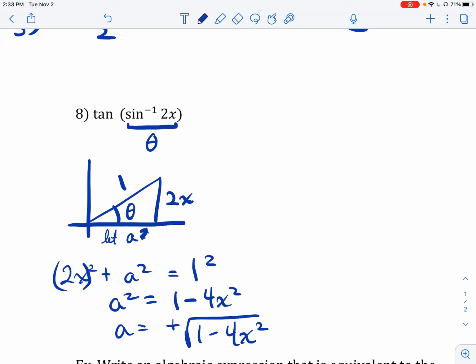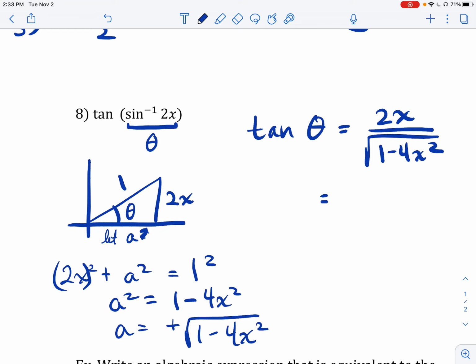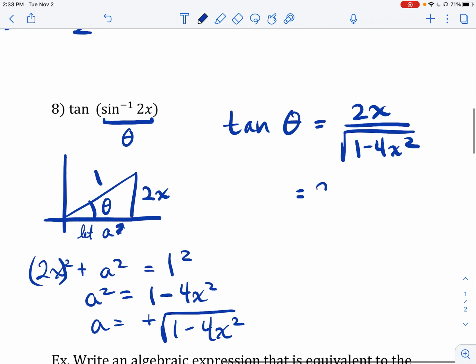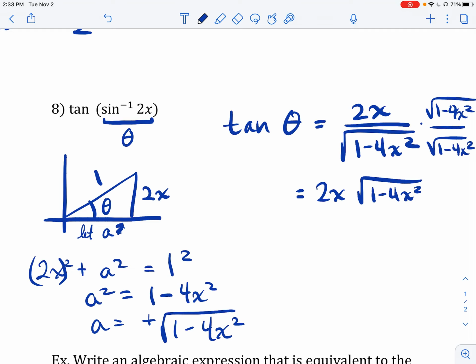Okay, so now that I know this adjacent side here, I can then say the tangent of this angle theta is equal to opposite over adjacent, which is 2x over my adjacent side, which is root 1 minus 4x squared. And we should rationalize this. We can say that this is 2x times root 1 minus 4x squared, all over 1 minus 4x squared. And there it is rationalized.